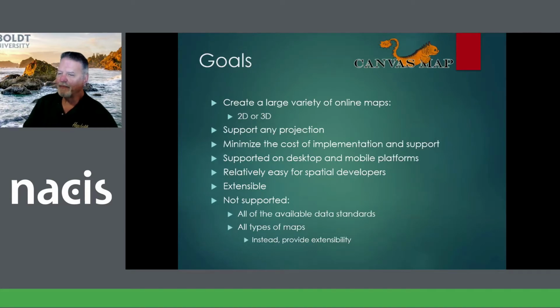So the goals for CanvasMap were to create a library that would support a large variety of online maps, including 2 or 3D maps, support any projection, not just Web Mercator, minimize the cost of implementation and support. In other words, make it easy to put up online maps. It should be supported on desktop and mobile platforms, relatively easy to use for spatial developers. In other words, folks that aren't necessarily web developers, but are GIS folks or other folks working with spatial data. Wanted to make it extensible so people could expand it to do pretty much whatever they wanted.